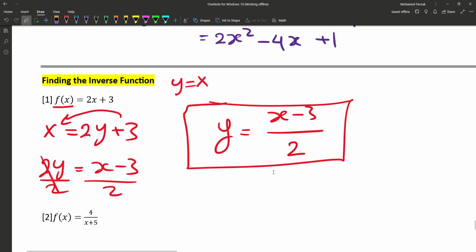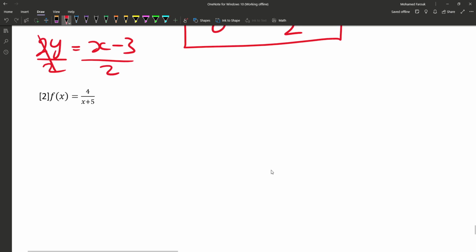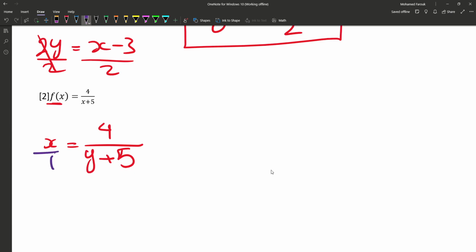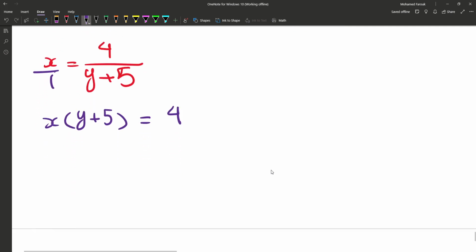Okay, next one, it's the same. We need to get the inverse function for this one. This is y, this is x. Let's replace them. So it will be x equals 4 over y plus 5. This one we will do a cross multiplication, so it will be x times y plus 5, and 1 times 4 is 4. If you need to distribute x right now, you can do it, and you can keep it the same. I can divide by x on both sides.